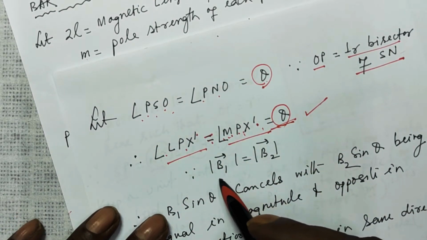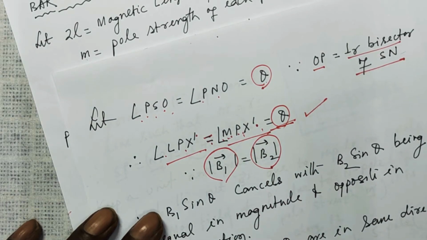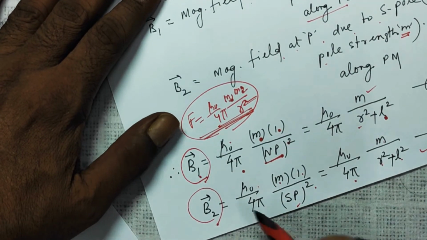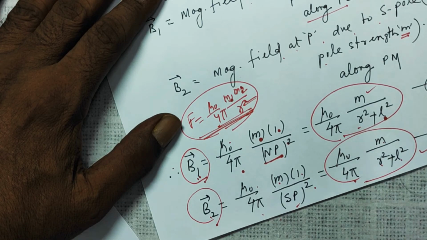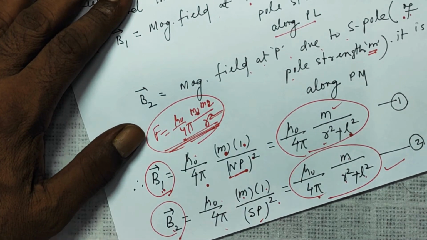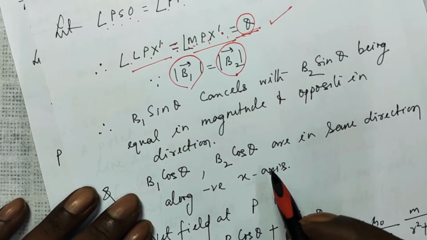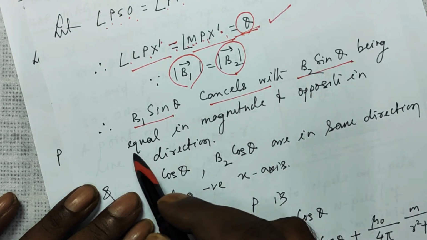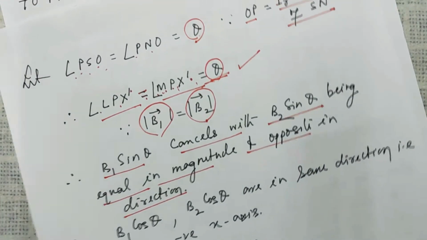Now if you look at the value of B1 and the value of B2, means the magnitude of B1 and B2, they are equal. Look at it here. B1 is this much and B2 is also this much. The magnitudes are same. Now, B1 sin theta cancels with B2 sin theta, being equal in magnitude and opposite in direction. Let me explain that in the diagram.